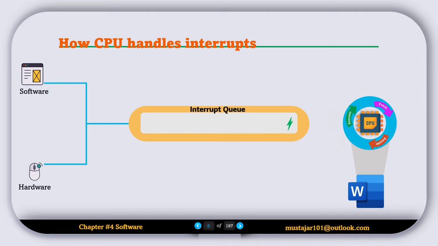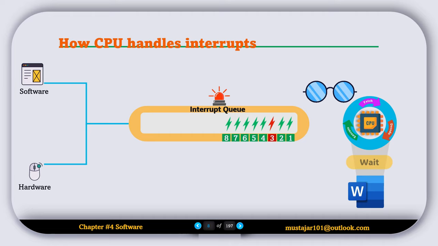So here is a very simplified representation of the interrupt handling process. Let's say you are working in MS Word and the CPU is focused on running this program because it is the currently high priority task. After completing each fetch, decode, and execute cycle, the CPU checks the interrupt queue to see if there is a high priority interrupt. If there is, the CPU will pause MS Word for a moment, handle the interrupt first, and then return to MS Word. However, if the interrupt is less important, like a notification from a background app, it will keep running MS Word without handling that interrupt immediately. This way, the CPU can quickly respond to an urgent task while still keeping your high priority programs running smoothly.